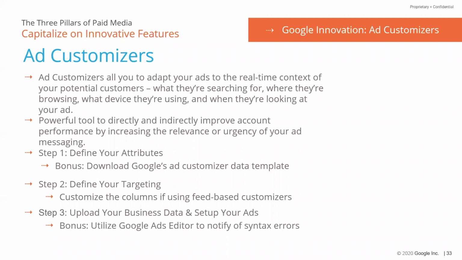So as far as setup, it's a really quick 3-step process. Step 1 is defining your attributes. So this is all about confirming which exact customizer is best utilized for what targeting strategy within your business. So the available attributes include dynamically updating any text in your ads, numbers such as pricing, or a timestamp like the month or a dynamic countdown timer. And then as a pro tip, you can download Google's Ad Customizer data template. It's completely free to help guide this process.